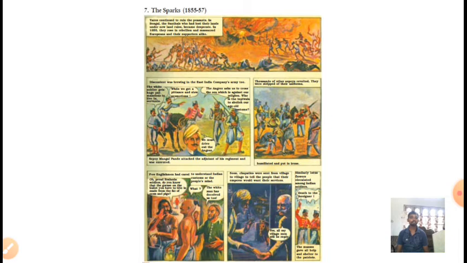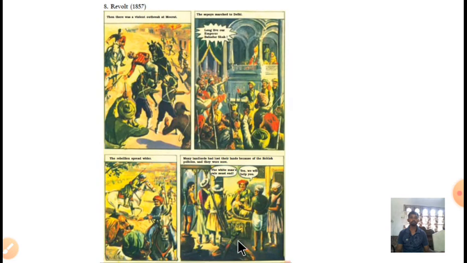And they were also dissatisfied because of the use of the new cartridge, which was greased. It was believed that the cartridge was greased with the fat of cows and pigs. So both Hindu and Muslim soldiers were dissatisfied with this act, and later on they rose up and fought against the British. The Revolt of 1857.